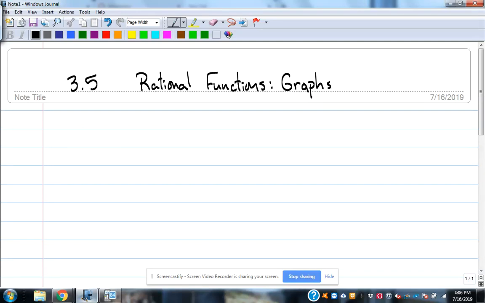functions. We're going to talk about their graphs. So we'll start with the most basic rational function that we can have, and that is f of x is equal to 1 over x. And I'm going to graph it with my calculator just so we've got an idea about what it looks like before we even start anything.